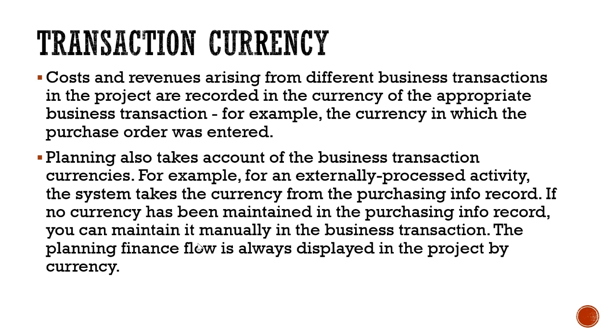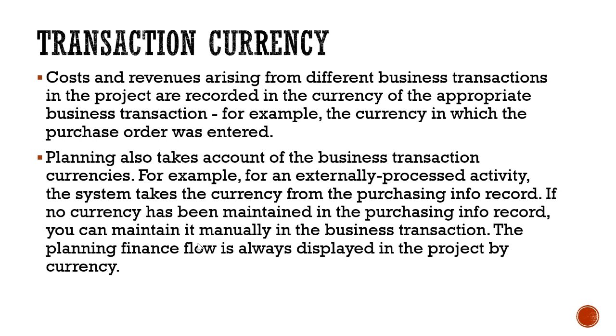For example, for externally processed activity, the system takes the currency from the purchasing info record. Whenever I'm procuring something, the currency will be taken from the purchase information record. This purchase information record is for a particular vendor. I'm procuring a particular material, and for that, this amount and this currency is what the purchase info record has. So whenever I procure something, it derives the currency from the purchase info record.